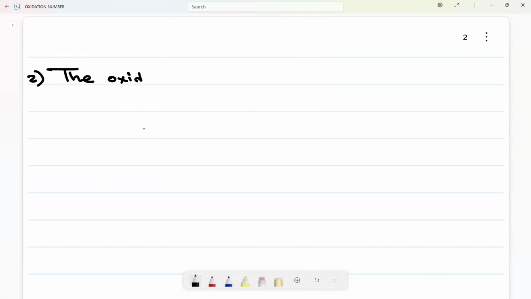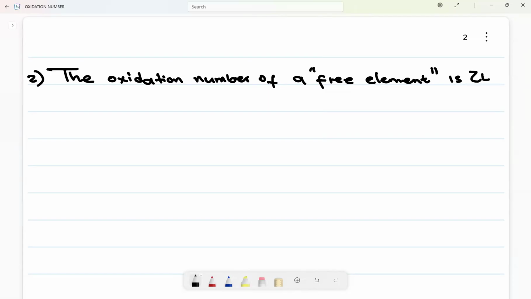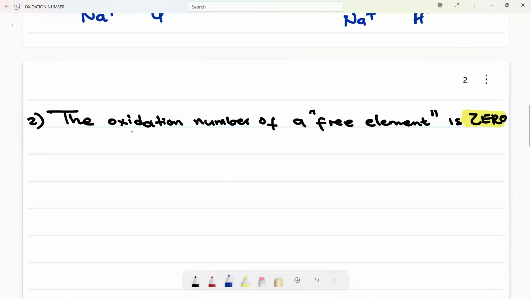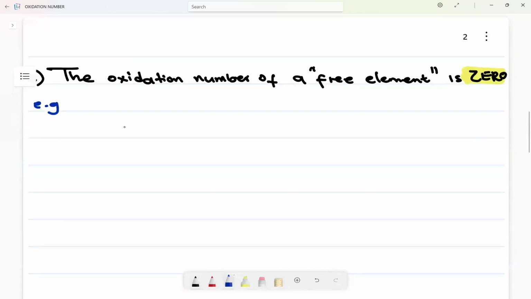The oxidation number of a free element is 0. But what do I mean? An oxidation number of a free element is 0. What I mean is that if I have an element, guys, I'm talking about an element.